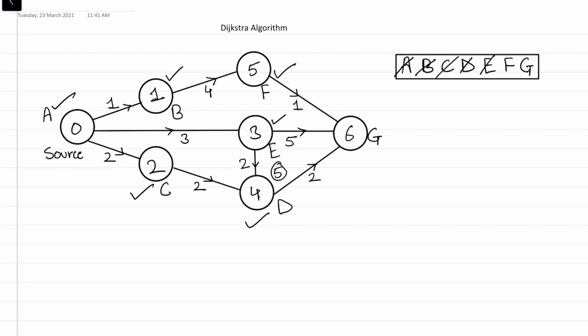We can see that we have relaxed all the outgoing edges from node F, and the last node that remains is G, and since there are no outgoing edges, this is also relaxed. So this is the minimum distance from the node A to all the other nodes present in the graph.